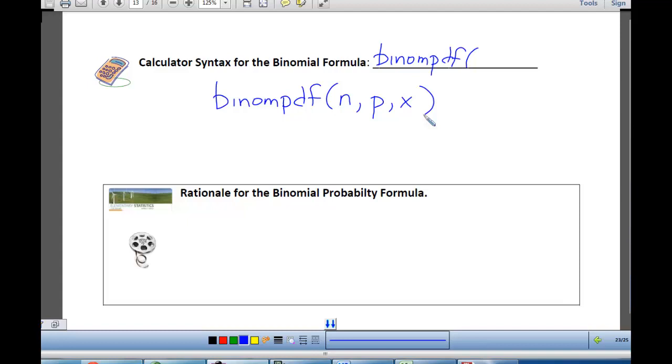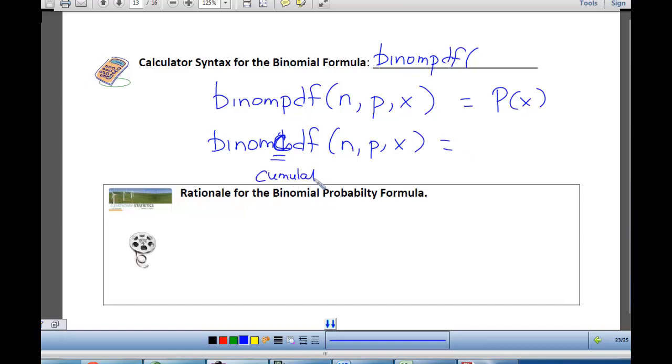I'm going to point out something else that may help us a little bit later. There's also a Binom CDF. Binom CDF also has the same syntax. The difference between the two: PDF calculates the probability of just X. CDF, the C stands for cumulative. So instead of just looking at the probability of X, it adds up the probabilities for X equals 0 up to whatever number we specify for X.